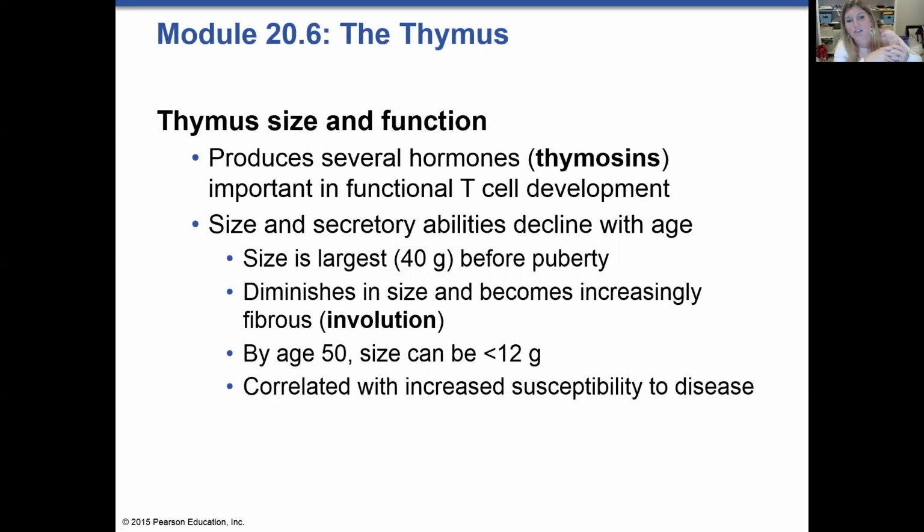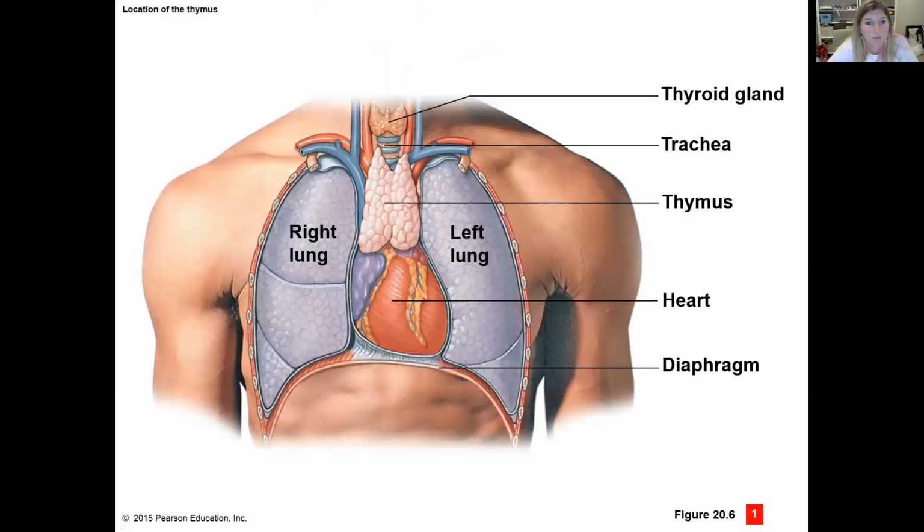So by the age of 50, it's very small and not very active, which is why it's super important that little children are exposed to lots of germs. They can build up their immune system, literally, because after the age of 12 or so, they're no longer actively creating a mass production of T cells. They're unable to. Their thymus just isn't working as much as it was.